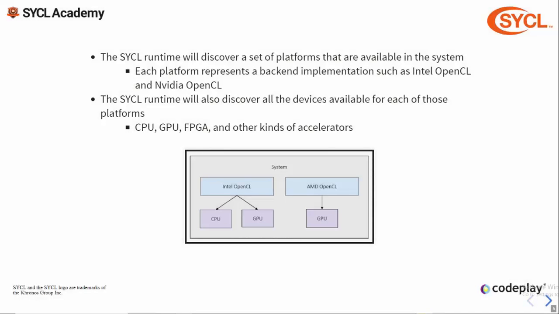When querying the topology of a SYCL system, there will be a number of platforms available. Each platform is an implementation of a particular backend. For example, an OpenCL backend for Intel and an OpenCL backend for NVIDIA are different platforms. This is an important distinction because platforms can generally not communicate directly with each other, and we'll see this come up in a later lecture when we cover data movement.